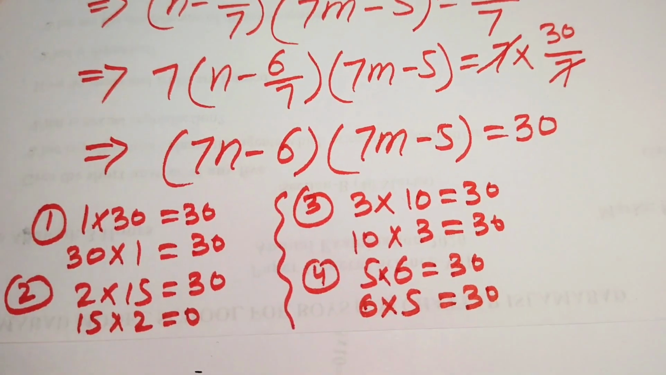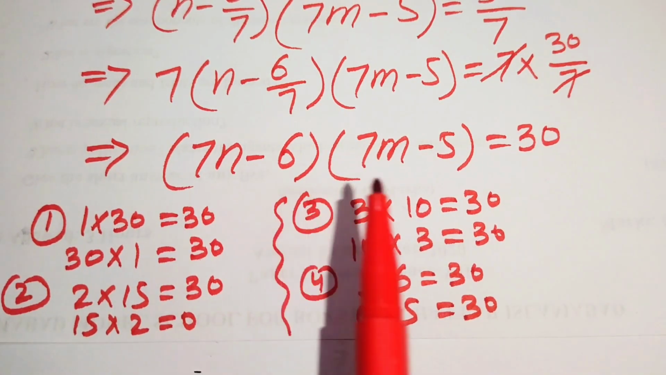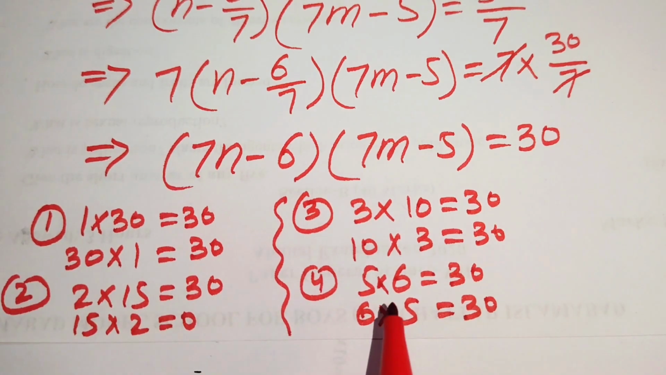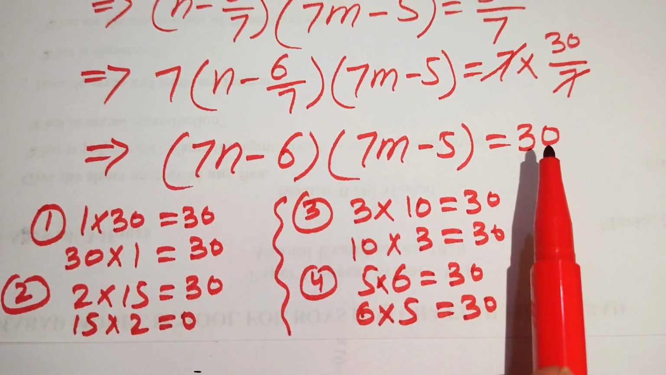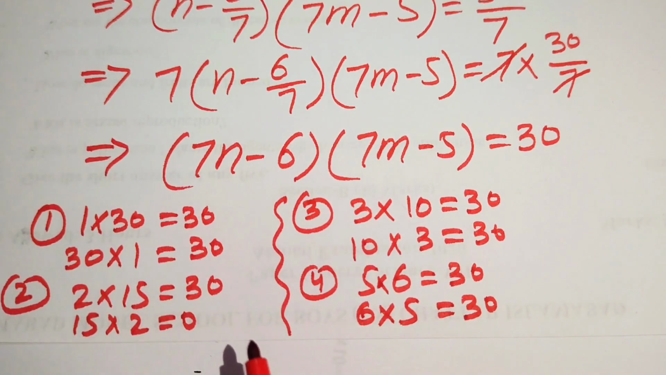So on the left hand side we have two factors multiplied by each other, but on the right hand side we have only one number. So we get these 4 cases in which the product of two numbers is 30. Now we solve this problem by these 4 cases.